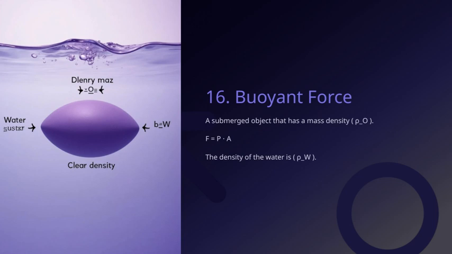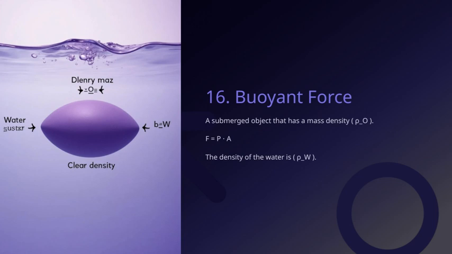Now, when an object is submerged, it has a certain mass density, which we call ρO. This density determines whether the object sinks or floats, depending on how it compares to the water's density. Putting it all together, the buoyant force arises because the water exerts an upward pressure on the submerged object. The greater the difference in density and the larger the submerged volume, the stronger this force becomes.